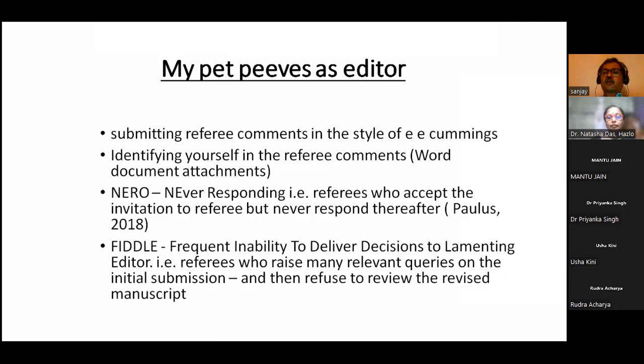And that is referees who raise many relevant queries for the author during the initial submission and then refuse to review the revised manuscript. And so here are comments being sent in, and I can't send it to a second or a third referee because that referee is not going to understand the context of these comments. So Nero and fiddle are problems which editors have. Of course, the first problem is when you refuse to respond to the editor, or when you respond, accept, and then don't send in comments.